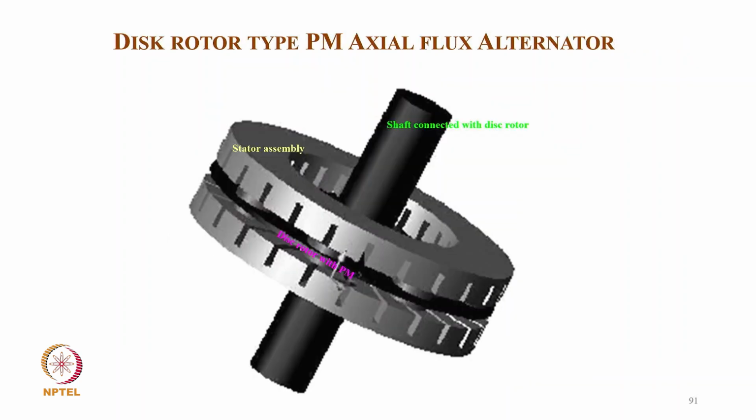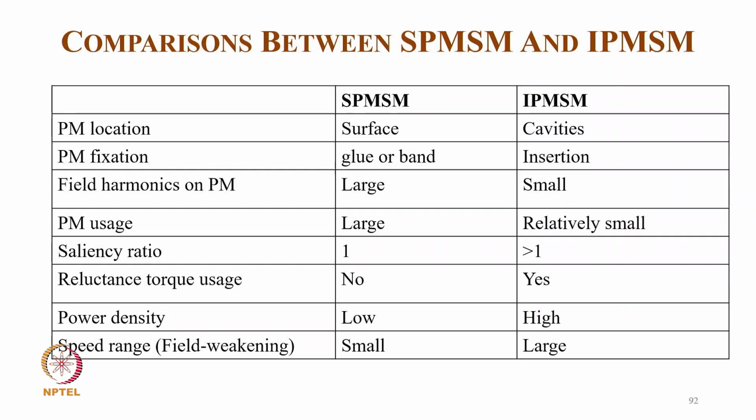And another is this type of magnetic axial flux alternator. Now coming to the comparison between surface mounted and interior kind. The PM location is on the surface for surface mounted, but for interior, the permanent magnet is in a cavity, fixed with glue or band, and that is inserted inside the body. Field harmonics on PM is large for surface mounted, small in case of interior. PM usage is large for interior, and relatively small for surface mounted.